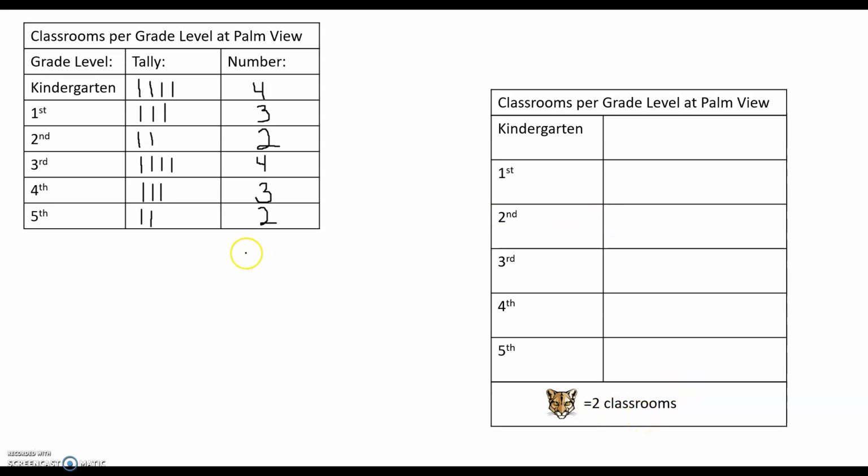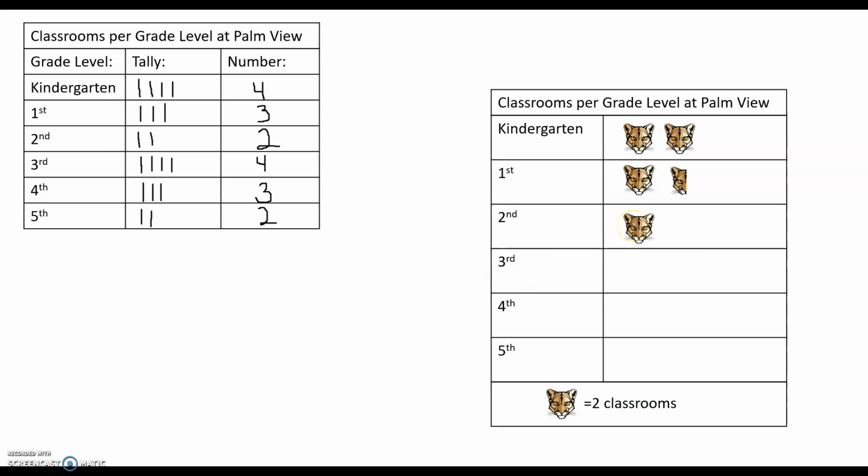Now let's take a look at my data. Kindergarten, there are 4 kindergarten classrooms. So if each panther equals 2, how many panthers do I need to put next to kindergarten? 2, because each panther equals 2, so 2, 4. What about first grade? We have 3. Now, I can put 1 panther, that's 2. If I put another whole panther, that would equal 4, and that's too many. So what should I do? We've got to put half of a panther. Half of a panther would equal 1.